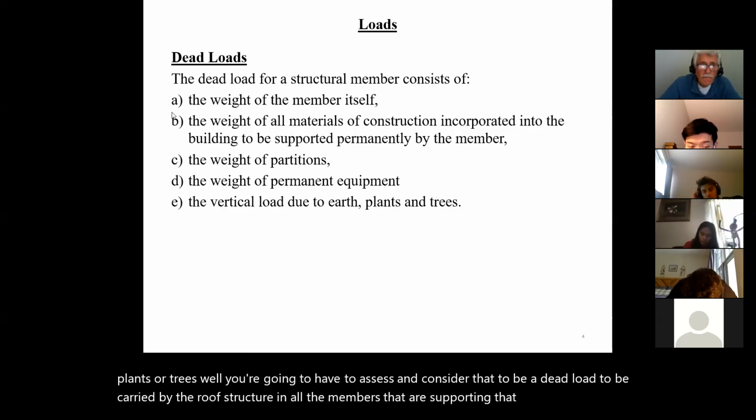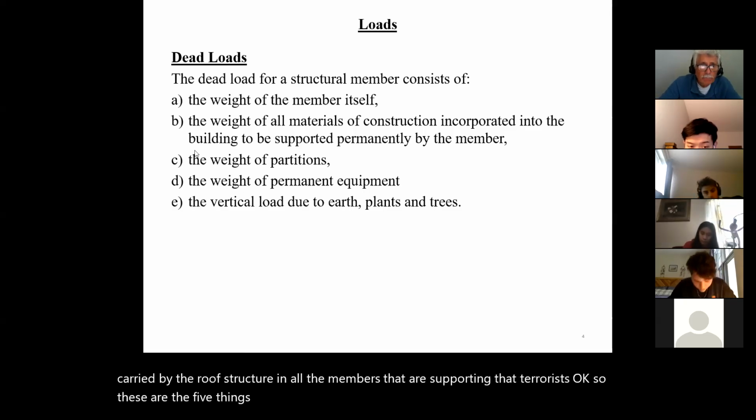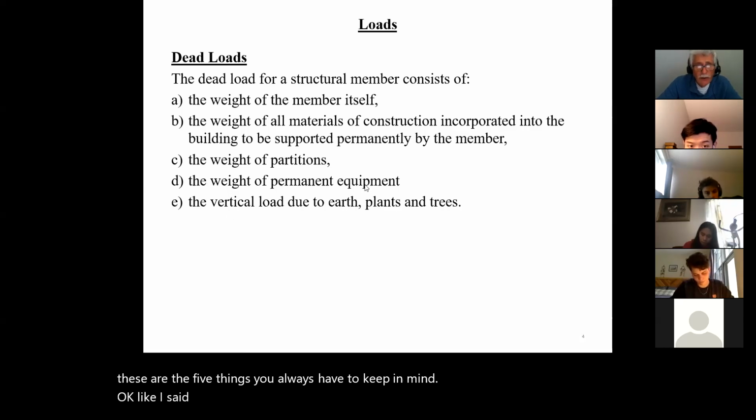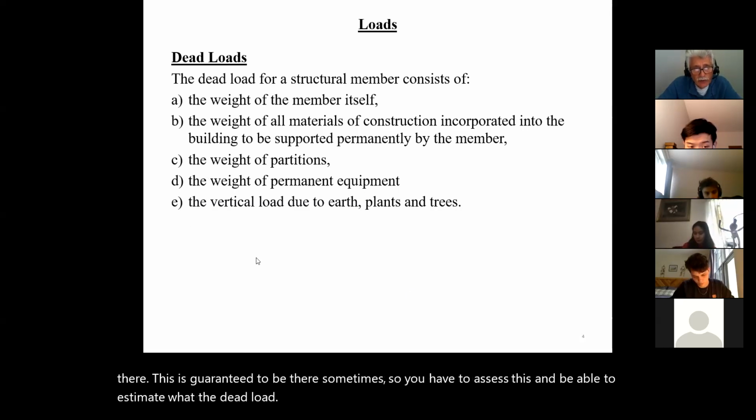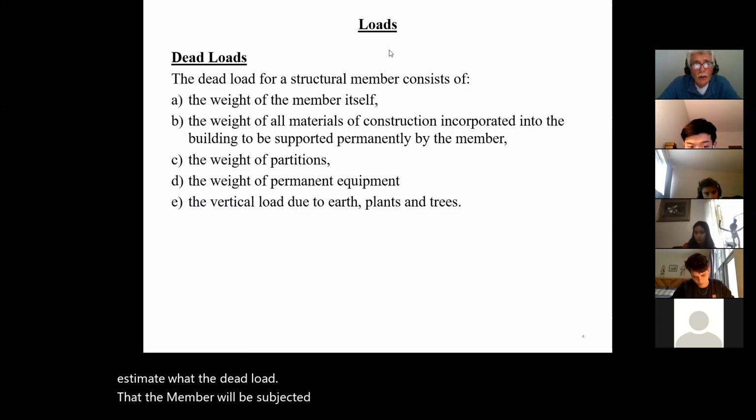So these are the 5 things you always have to keep in mind, okay? Like I said, sometimes this might not be there, that might not be there, that might not be there. This is guaranteed to be there. So you have to assess this and be able to estimate what dead load the member will be subjected to. Any questions so far?